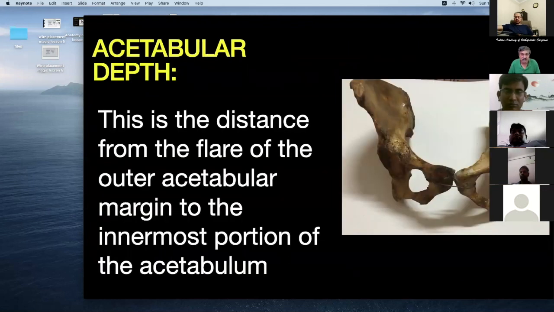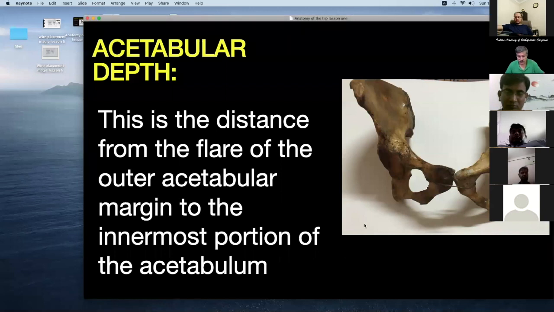Acetabular depth is the distance from the flare of the outer acetabular margin to the innermost portion of the acetabulum. So, this will be your depth. If you go into the acetabulum, this will be your depth, how deep you are.